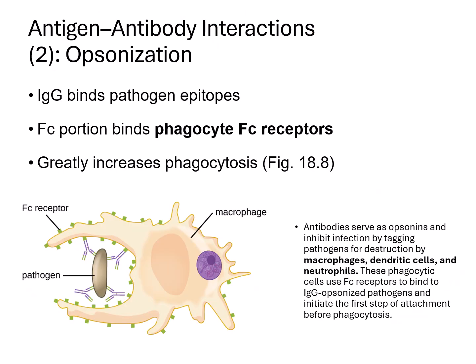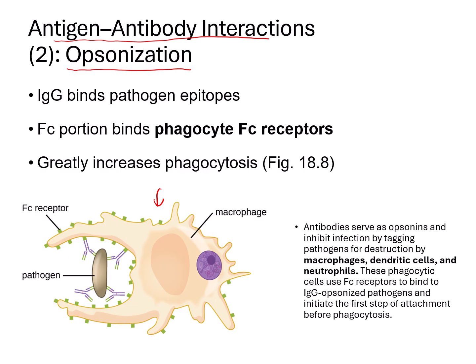The second type of antigen-antibody interaction that can result is opsonization. Opsonization, actually it means something funny. It means to make tasty. So in our case for the immune system, it makes it easier for phagocytic cells to eat the pathogen, right? To ingest it and digest it.